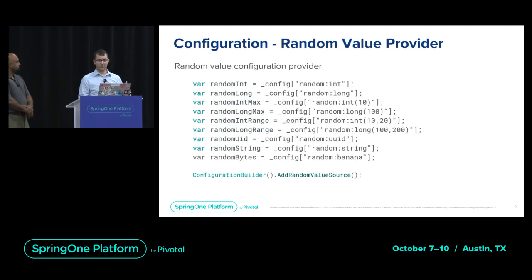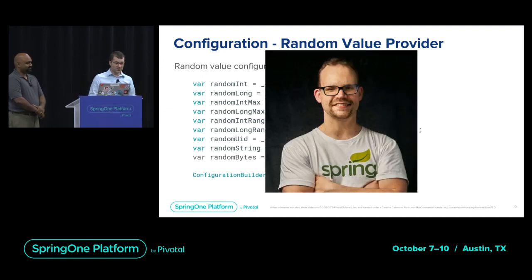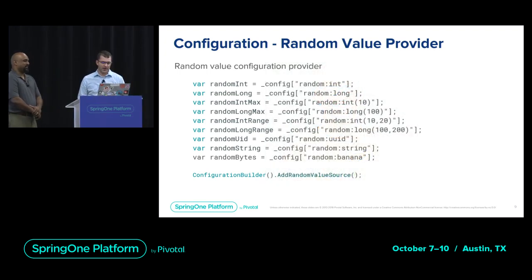Moving on, we added a random value provider, which, it's not super common to ask your configuration for random values, but sometimes you need a random integer or a random long. You never know when a random long is going to pop into your life, so you've just got to be prepared. If you ask for a random, and it's not found, you'll just get a random array of bytes.